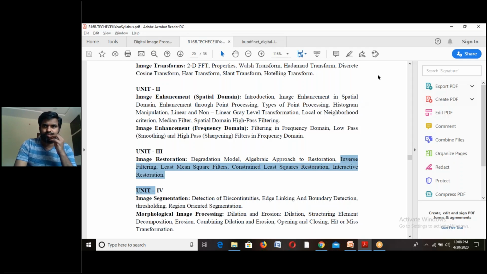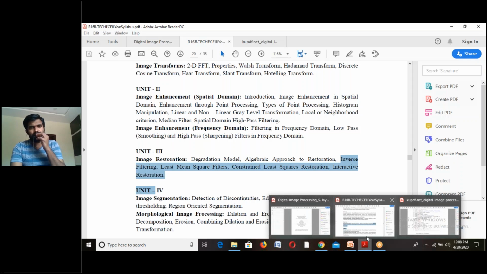It is not interactive, in fact it is iterative. There is a simple mistake here in the printing. It is not interactive, it is iterative restoration. This iterative restoration is a nonlinear process. The rest of the methods, inverse filtering, the LMS filter, and the constrained least squares restoration filter, are all linear filters. Iterative restoration is a non-linear filter, right? For all of this, we can develop it in MATLAB if you have patience.